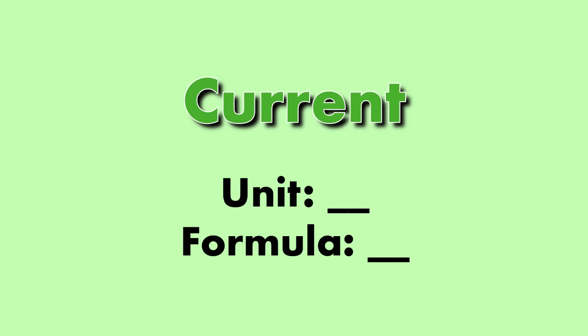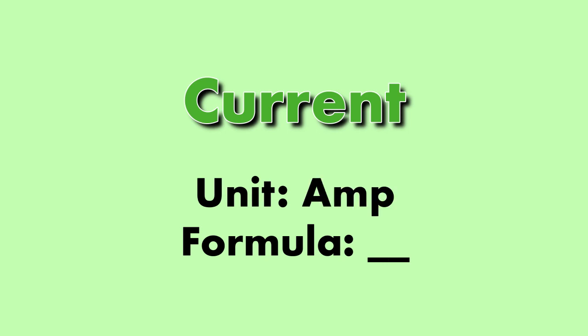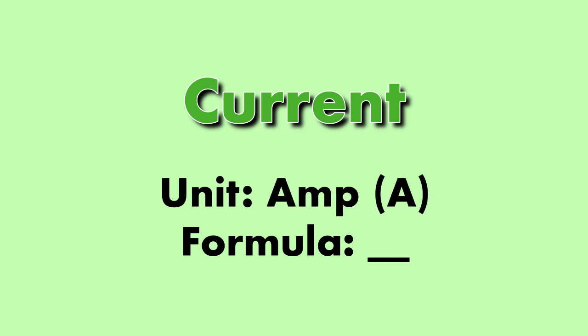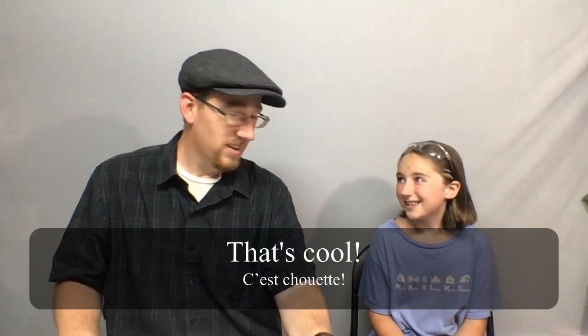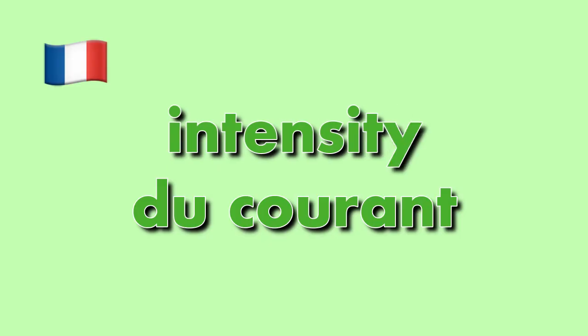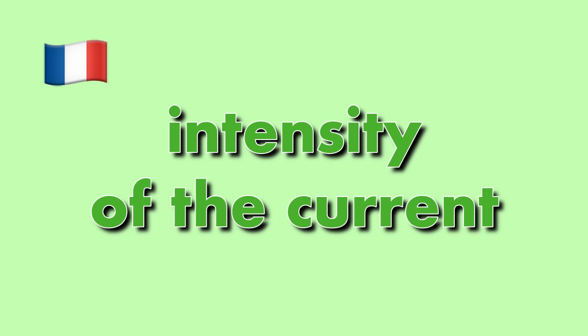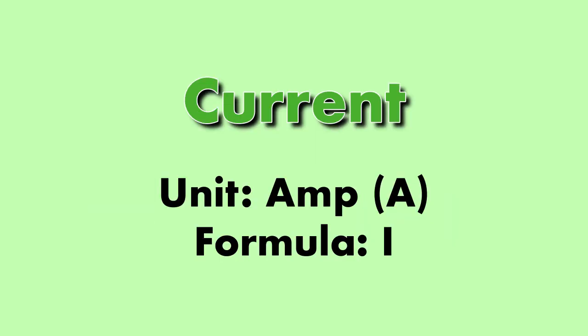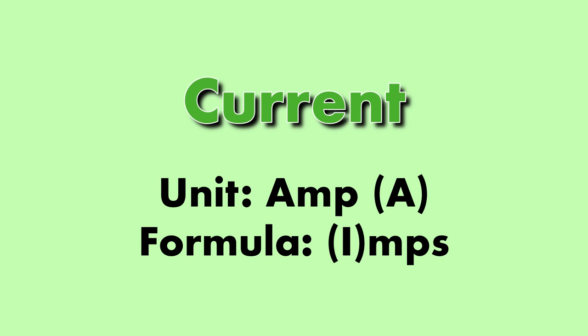Current is next. The symbol for the unit of current is amps, and we abbreviate that A, but when we used it in the formula, the French got to pick the letter. C'est chouette. Très bien. In French, it was called intensité du courant, or the intensity of the current. We use the letter I to represent current. I always remember imps. Like amperage or amperage?